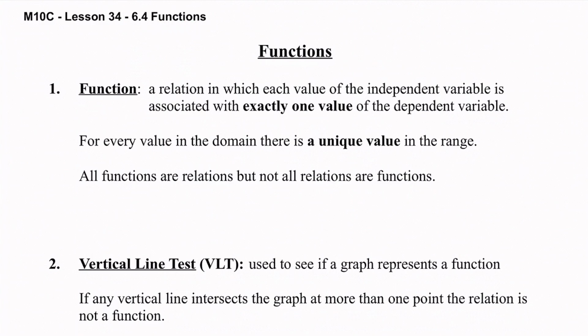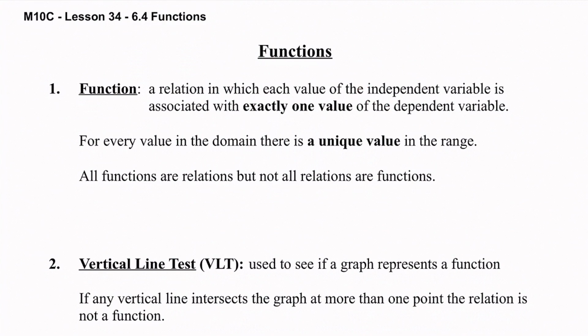So to start out, we're going to begin by looking at the definition of a function. It says a function is a relation in which each value of the independent variable is associated with exactly one value of the dependent variable. So what that means is every value that you're inputting into an equation, you're going to get out exactly one output or one dependent variable. And the reason it was called the independent variable was because you got to pick the values that you put into the function. And the reason they were called dependent was because it depended on whatever you chose for the independent variable.